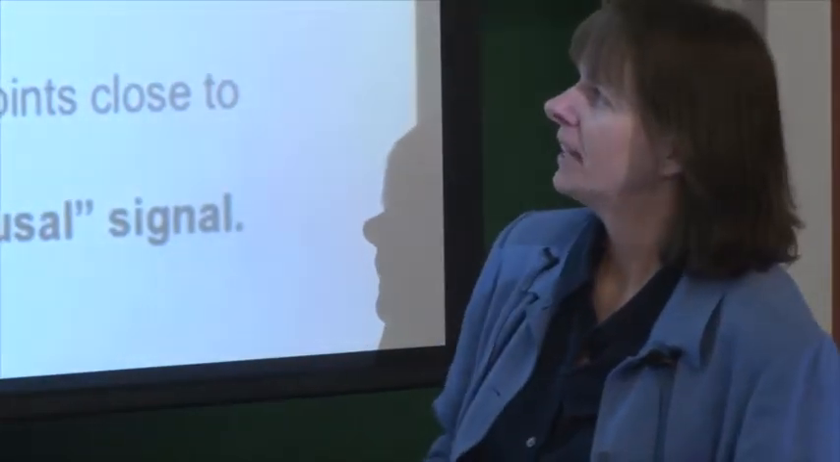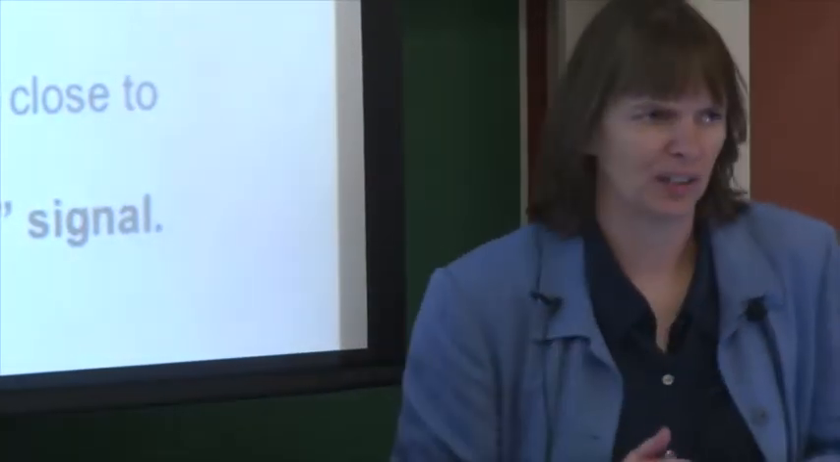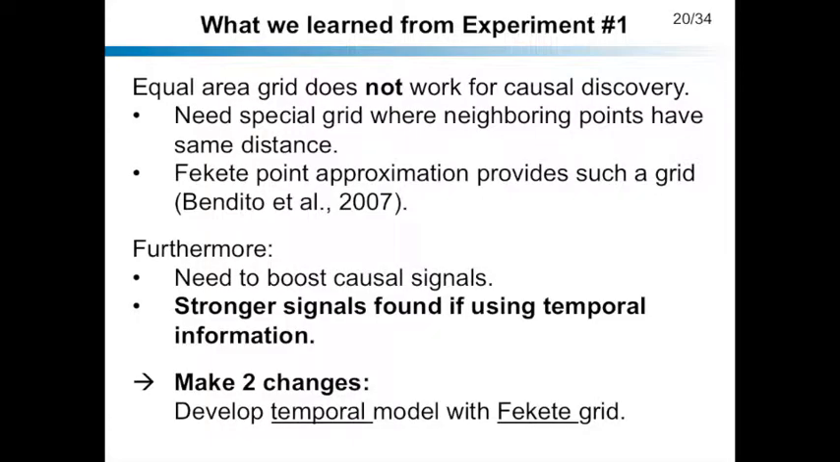So clearly, something happened because of the grid. And it was pretty clear pretty quickly that whenever two points were very close to each other, they were connected. Because we're looking for the strongest connections, right? So if things are close to each other, there's naturally going to be a stronger connection than if they're further apart. So clearly this grid doesn't work for us, because the unequal proximity in the grid is a stronger signal than the actual causal connections that we want to find. So back to the drawing board, we made two changes. We decided we needed a special grid where the neighboring points have the same distance.